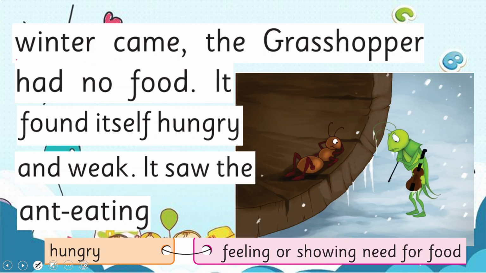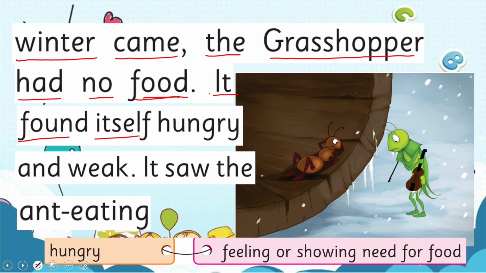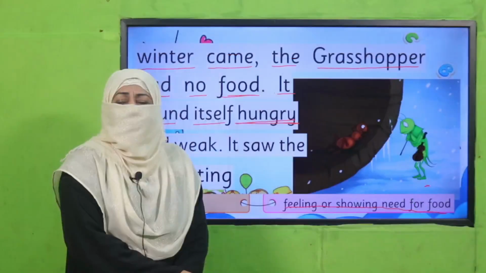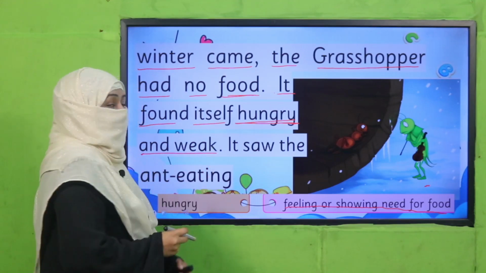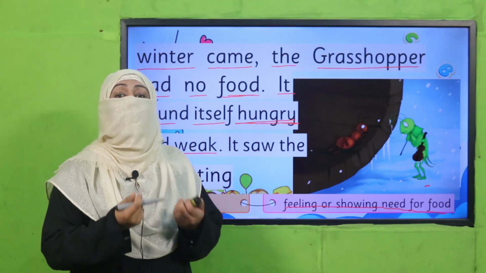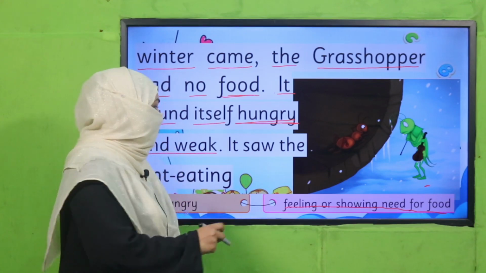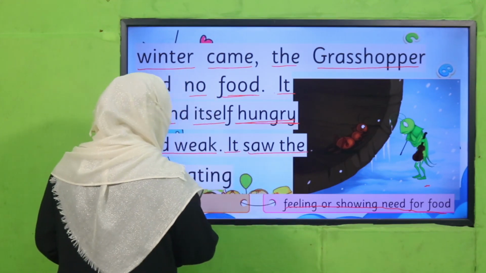When the winter came, the grasshopper had no food because he did not store food for winter. It found itself hungry. What does hungry mean? Feeling or showing need for food. Now he had no food, so he was hungry. Look at this. He is hungry and weak. Because when you are not eating, from where will you get energy? So he was weak. And it saw the ant eating.